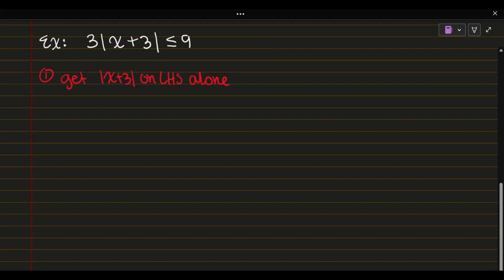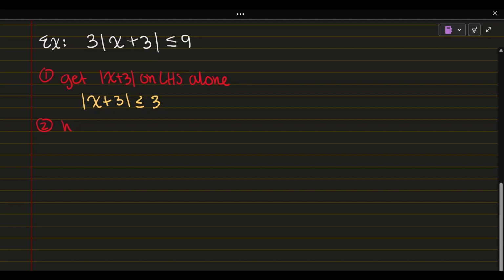Okay, so I can divide both sides by 3 and get x plus 3 less than or equal to 9 divided by 3, which is 3. So I just divided by 3 on both sides. Actually, let me rewrite this in yellow. So I have the absolute value of x plus 3 is less than or equal to 3. And now what I do is plus or minus, right? So I set positive and negative in the inequality.